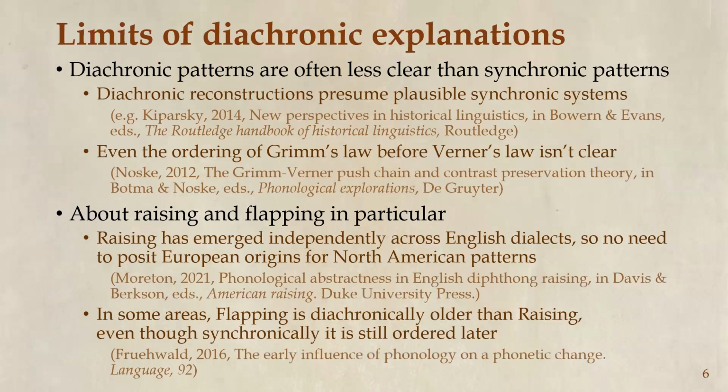One problem with this is that diachronic explanations have an intrinsic limitation in that they are often less clear than the synchronic patterns they're supposed to be explaining. And most fundamentally, diachronic reconstructions presume plausible synchronic systems. So they're a little bit circular. You can't use a diachronic explanation as the sole explanation for a modern thing without understanding how modern things work. Specifically, for example, Grimm's law is well known to apply before Verner's law historically, but apparently that's not necessarily true if you look at the data more carefully.